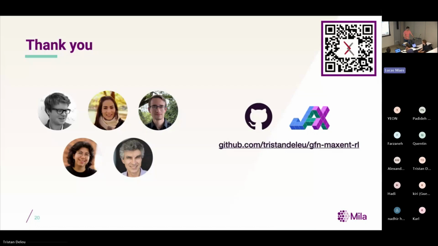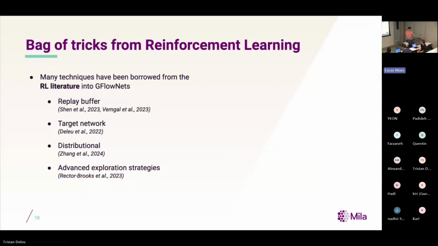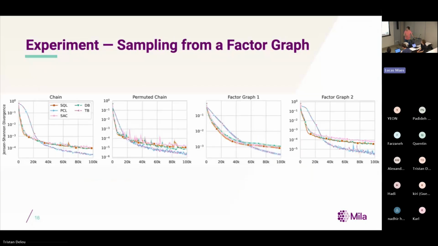Can you go back to the slide where you showed the experiments and the graphs? It's quite surprising that with two different behaviors, one for SQL and DB and the other for trajectory balance, could you imagine also something that would combine the two regimes, where you converge quickly at the beginning and still have better end performance? That is a very good question.